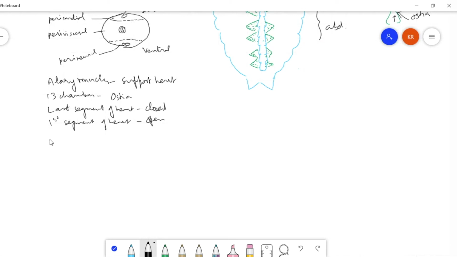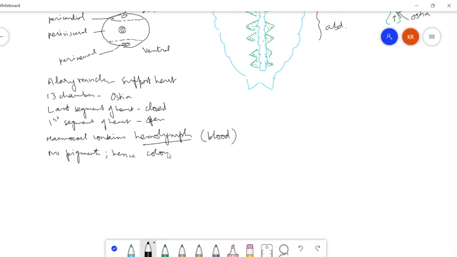Now we earlier also mentioned that hemocoel contains hemolymph. Hemolymph is blood of cockroach. In cockroach the blood is called hemolymph, and since there are no pigments, that means no respiratory pigments, hence colorless. Okay.